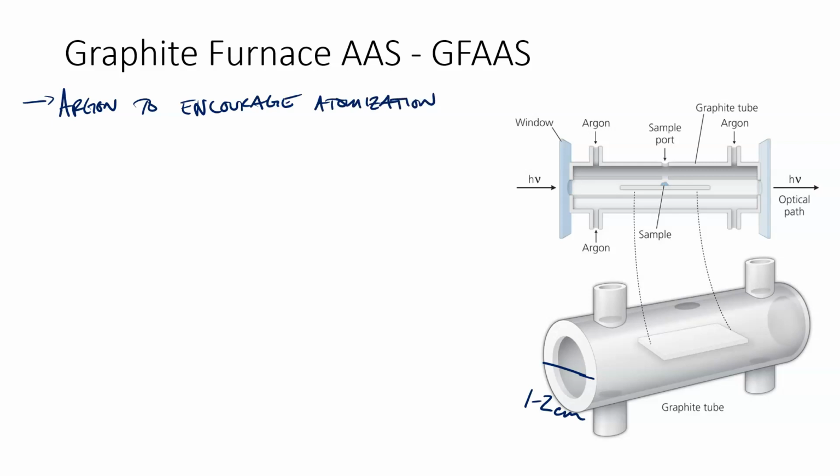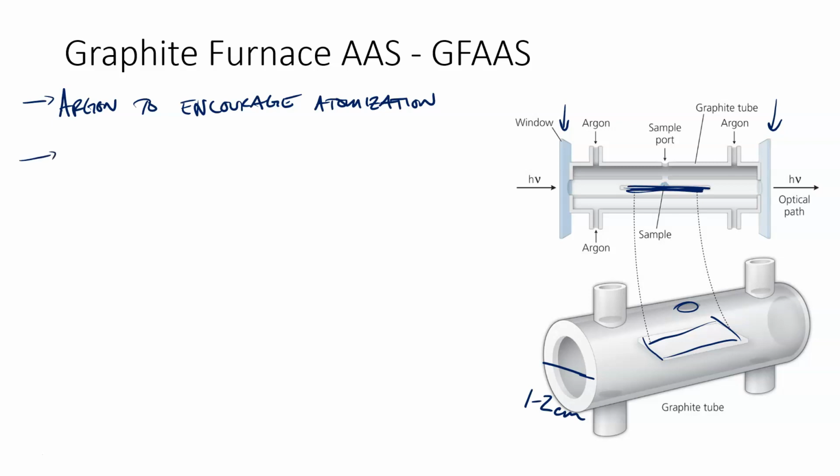Right. Notice we have these 2 windows on either side. If we were using UV wavelengths, of course, we'd have to make sure those were quartz. But if we're not using UV wavelengths, those could be optical glass. There's a small sample port on top, and this platform that's in the middle of the graphite tube, that's shown here.